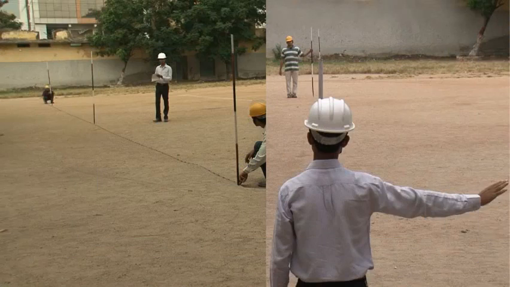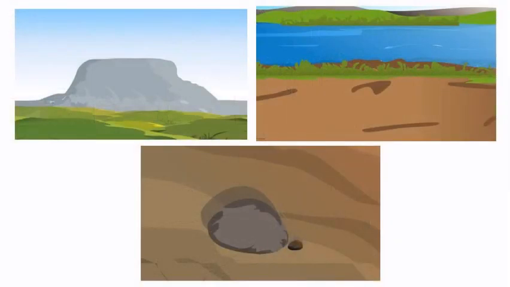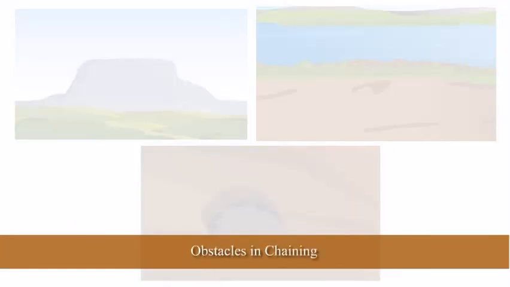You have seen that chaining and ranging are basic methods of finding out distances and relative positions of objects on the ground. Sometimes, though, you might find some obstacles on the ground which prevent you from carrying out ranging or chaining freely. So, how can you calculate distances and positions despite these obstacles? Let's find out the answer in this module, Obstacles in Chaining.